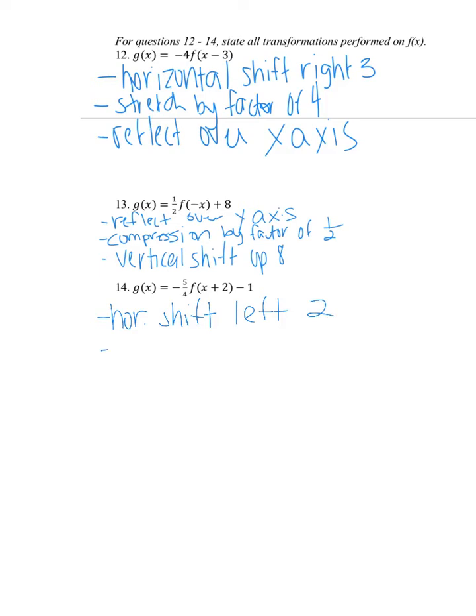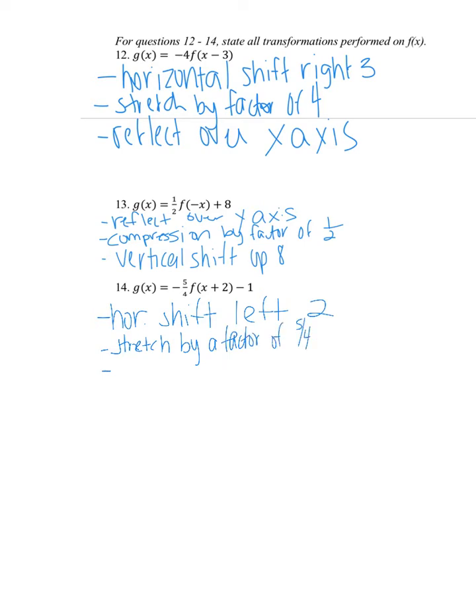Now we have the multiplication. So 5/4 is what I'm multiplying by. Again, the negative deals with the reflection. The 5/4 is either going to be a stretch or a compression. 5/4 is larger than 1. So if it's larger than 1, that is a stretch. So it's going to get more narrow, the function. Stretched by a factor of 5/4.